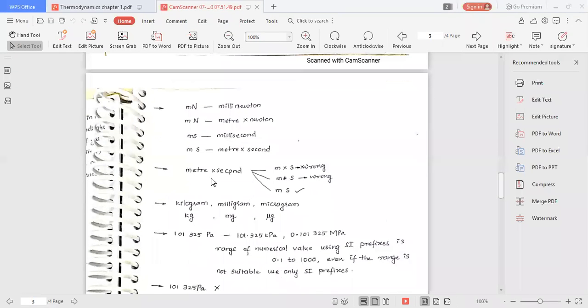Next. Another rule, same thing. I have taken meter into second. Someone will write small m into s, or small m, a star, into s. This is how someone will write. But these two notations are wrong. You have to write only meter space s. That will indicate indirectly meter into second. If you want to write two units in multiplication form, you have to use only space.